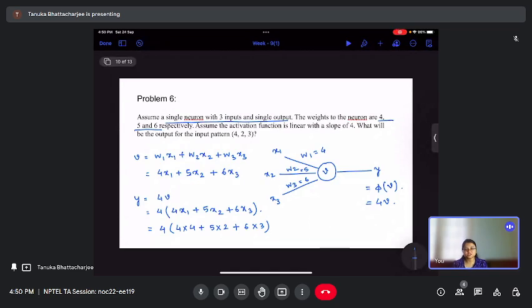You can simply compute this to get the final answer. Let us see this. This will be 4 into (16 plus 10 plus 18), that is 4 into 44, which is equal to 176. So if you have this particular neuron with these weight values and this activation function, which is linear with slope 4, then if you give 4, 2, 3 as your input pattern, at the output you will get 176. Okay, I hope this is clear to everyone.